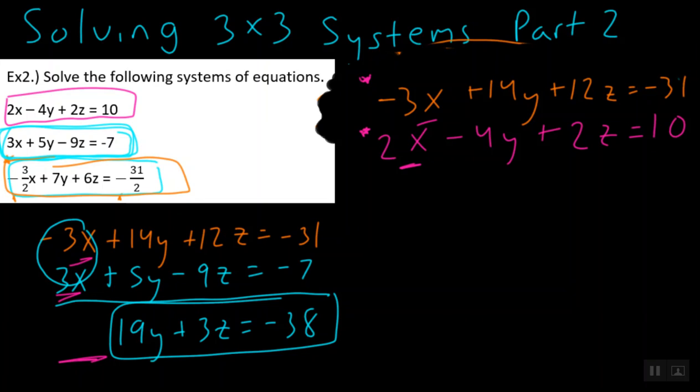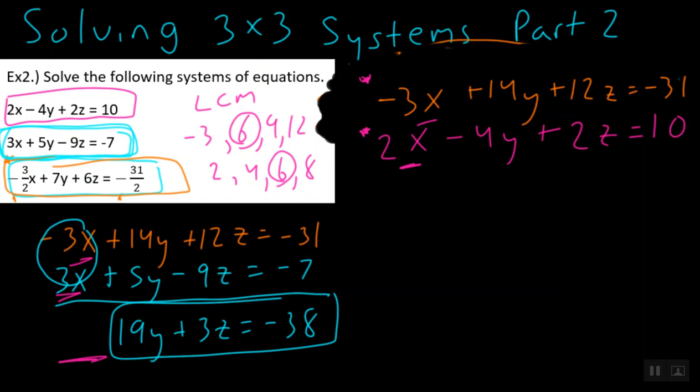Well, here we are going to find the LCM. So what is the LCM of 3 and 2? Well, what are the multiples of 3? There's 3, 6, 9, and 12. And what are the multiples of 2? There's 2, 4, 6, and 8. And notice our least common multiple, our LCM, is 6.